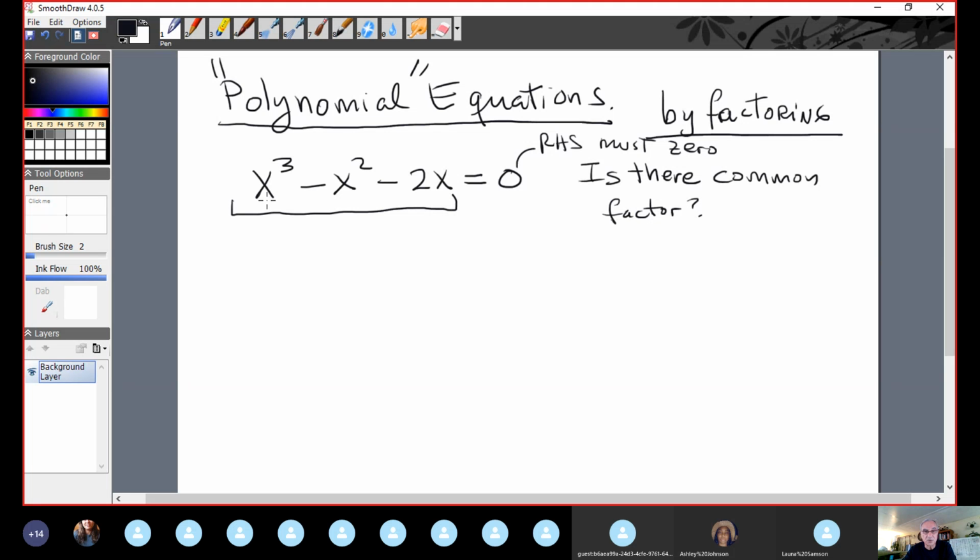Is there a common factor? Yes or no? What is the greatest common factor in this expression? Do you see a common factor here or no? Yes. What is the common factor? X. X is the common factor. Factor out. Greatest common factor is X. Immediately when I determine the greatest common factor, I factor out. I put inside x squared minus x minus 2. Okay. But I need to factor this expression completely.